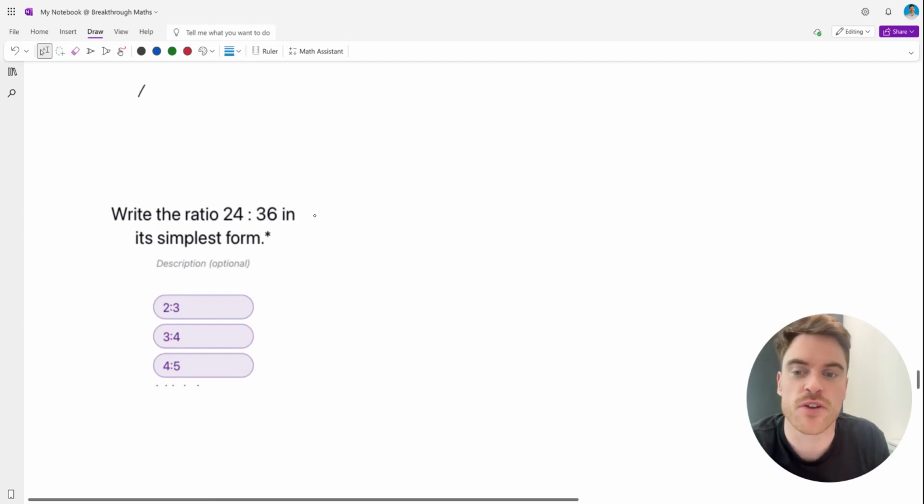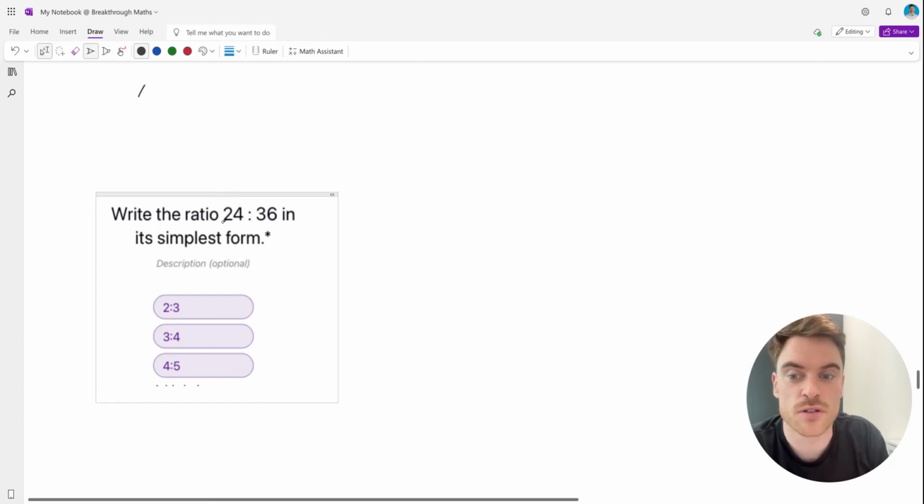Write the ratio 24:36 in the simplest form. What are you going to do here? What's the first thing in your head? You want to divide. What goes into both of them? So simplify them really. You're like, what goes into 24 and what goes into 36? Anybody? 12 will go in.